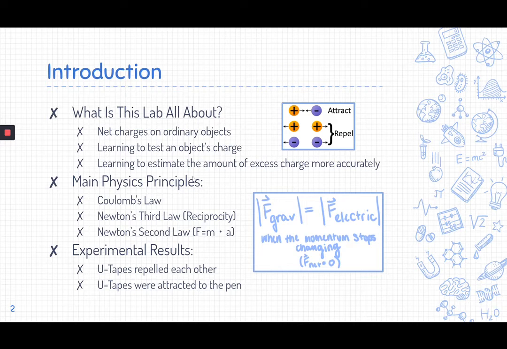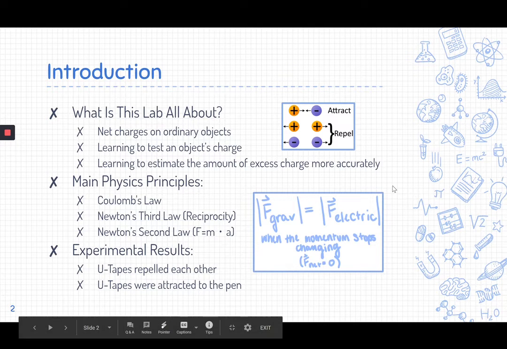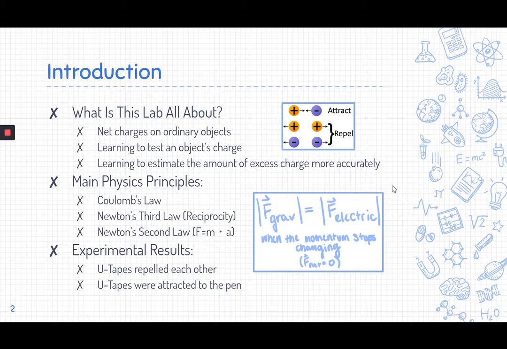This is shown in this second model here, where I set the magnitude of the gravitational force equal to the magnitude of the electrical force when the momentum stops changing of that top floating tape. And we know this because the vertical net force at that moment is 0. And so our experimental results were that I observed that the U-tapes repel each other and the U-tapes were attracted to the pen.